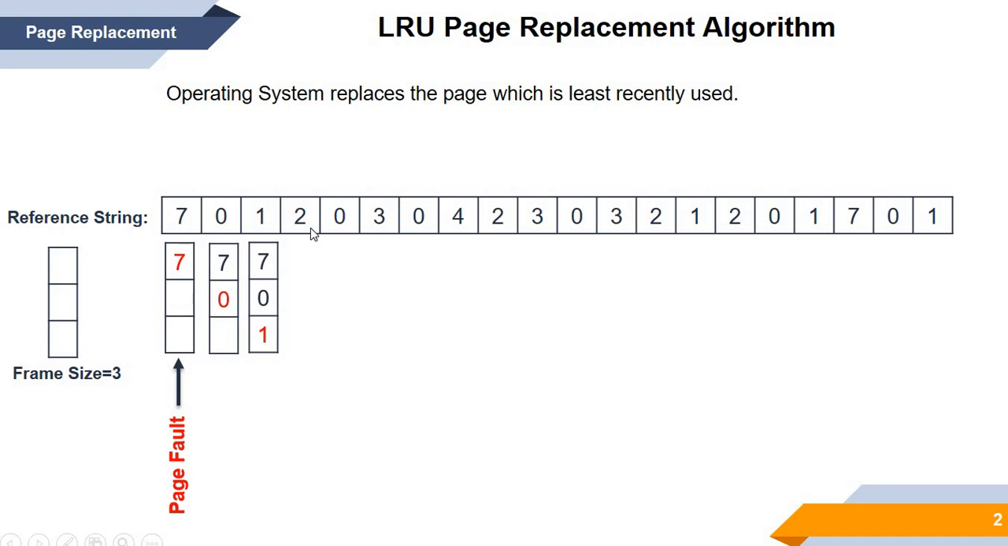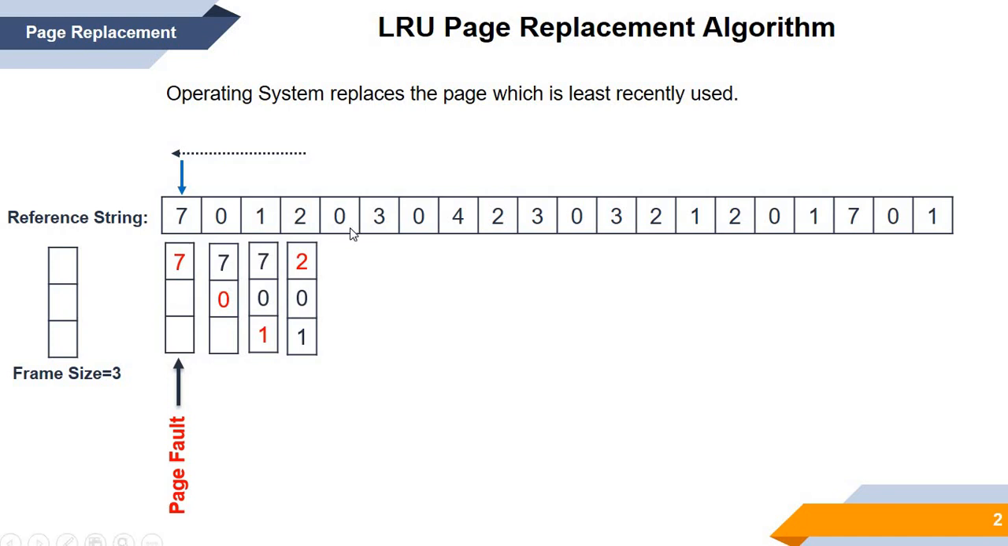Next page is 2. It is not in the page frame. There is a page fault, but the frame is not full. So out of 7, 0, 1, one of the pages will be removed. That is the page which is least recently used. Here the page 7 is least recently used. So in place of 7, 2 will be added in the page frame.